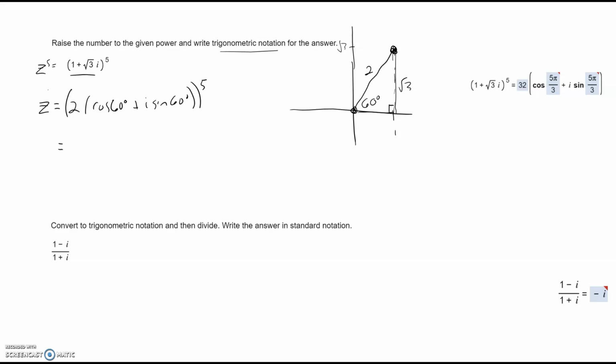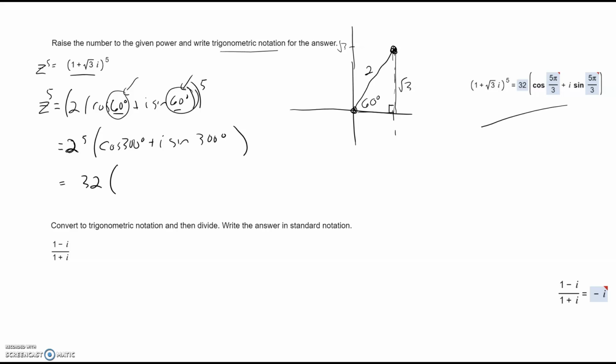So my answer then would be 2 to the fifth, and then we have a shortcut, right, for raising these guys. We just multiply the angle by 5, right? That's the beauty of using the trig form. We don't have to raise anything to powers except the value for r over here. And I just have to multiply 60 by 5. So that's easy. Cosine of 300 plus i sine of 300. And there's my answer, right? 32.